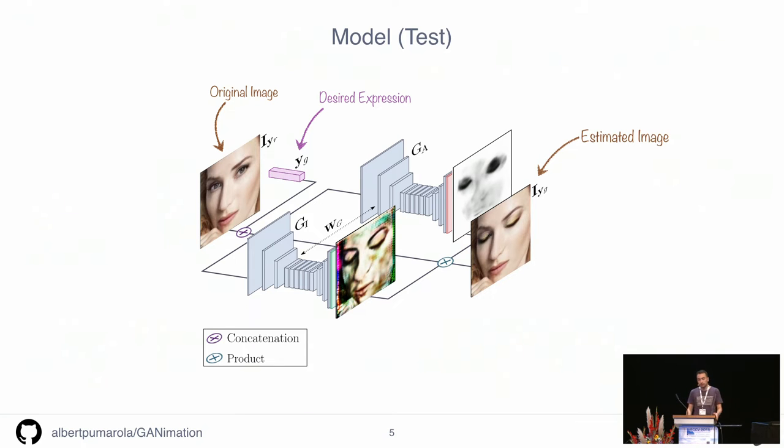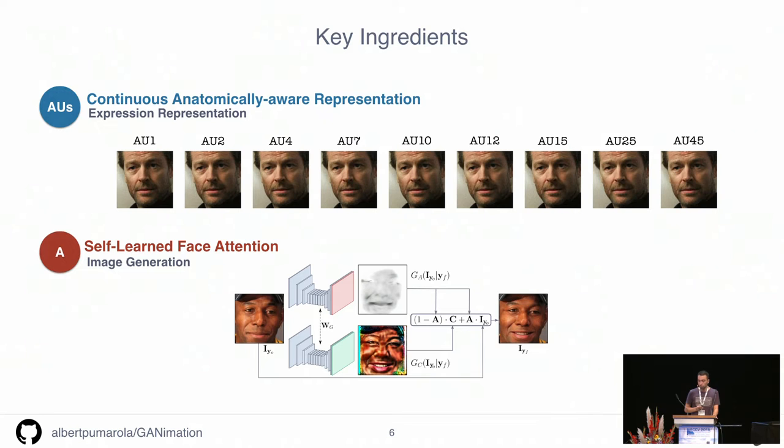So this is how our model looks at test time. Given an input image of a person under an arbitrary expression and a desired expression, we can change the original expression into the desired expression while also maintaining the person's identity. As I was saying, there are two key components to make this possible. The first one is our expression representation, and the second one is our generation mechanism.